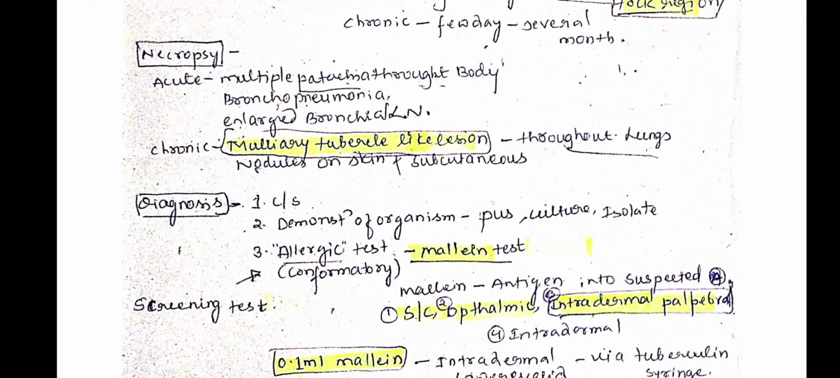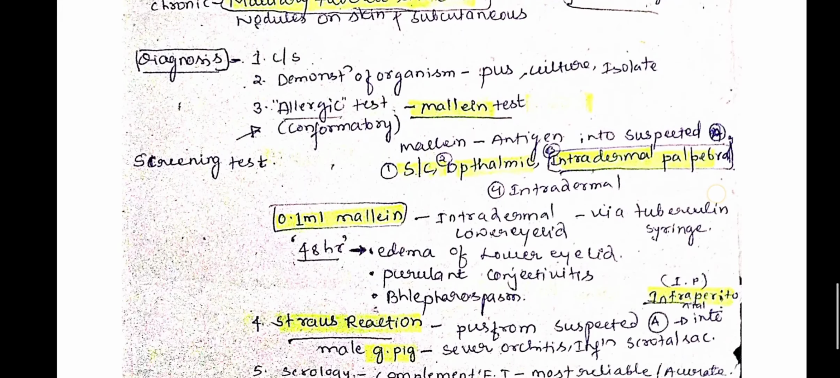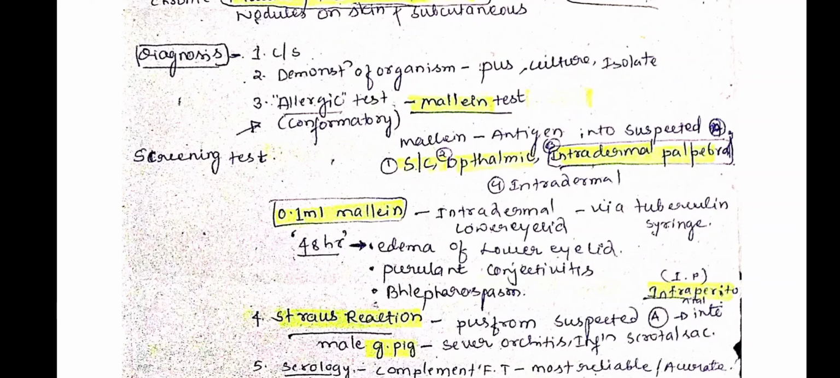And in chronic form, throughout the lungs, there will be small miliary tubercle-like lesions, and nodules on the skin and subcutaneous tissue will be there. To diagnose this disease, it is mainly based on clinical signs and sometimes the demonstration of the organism.